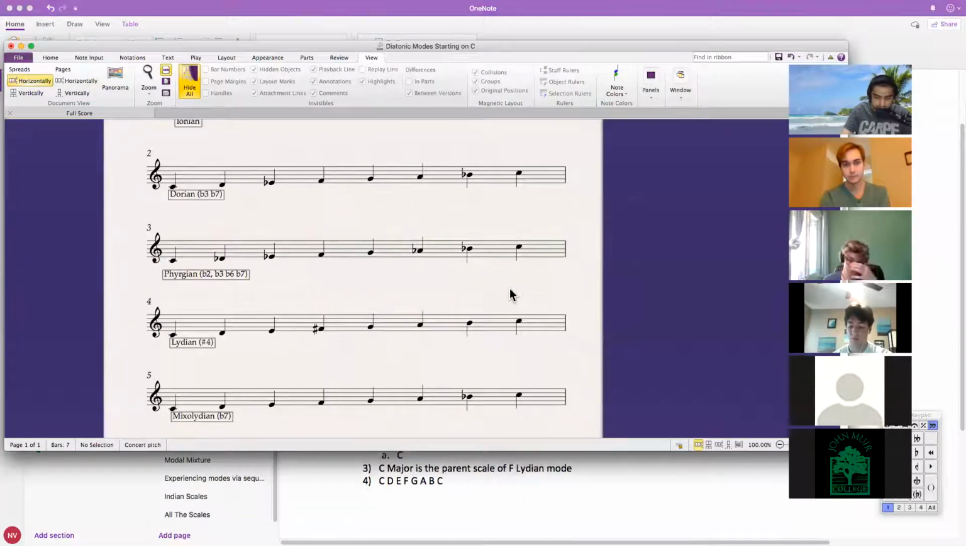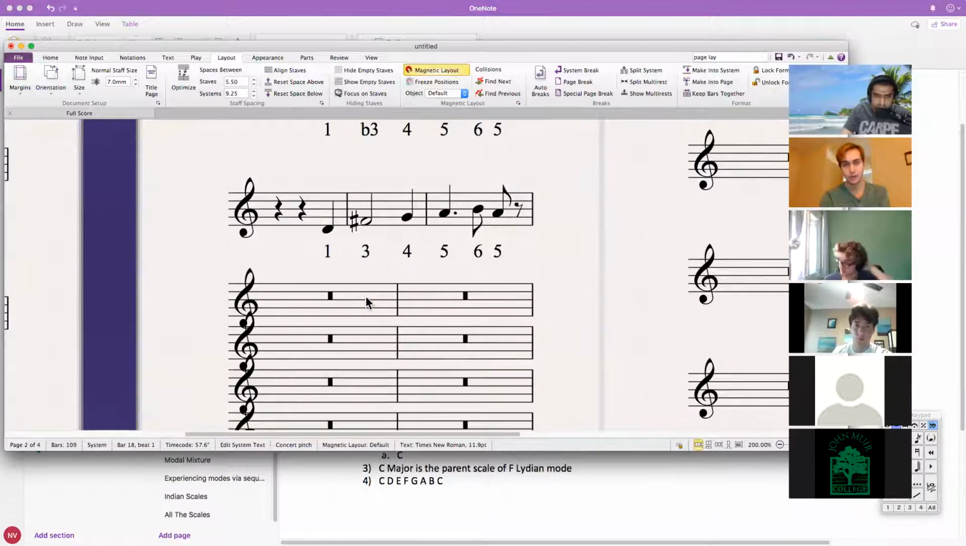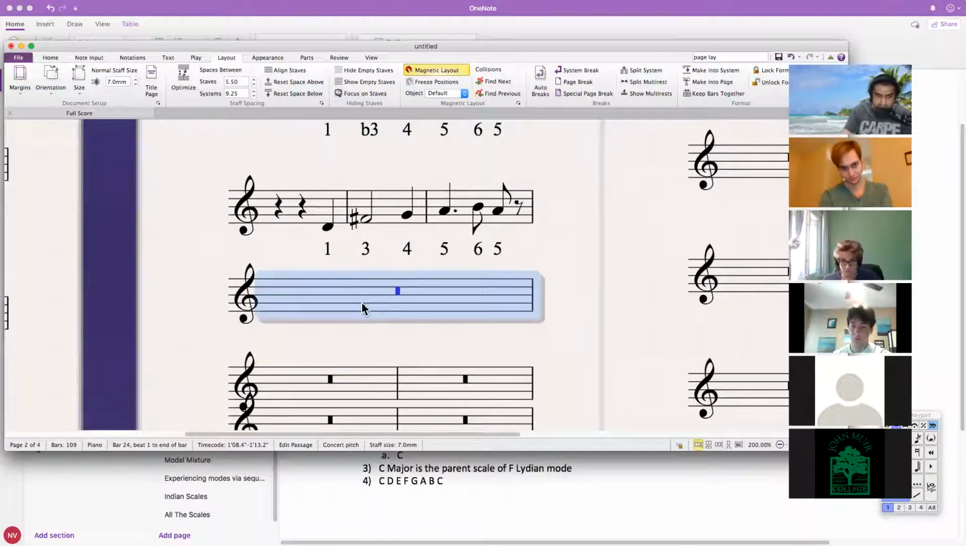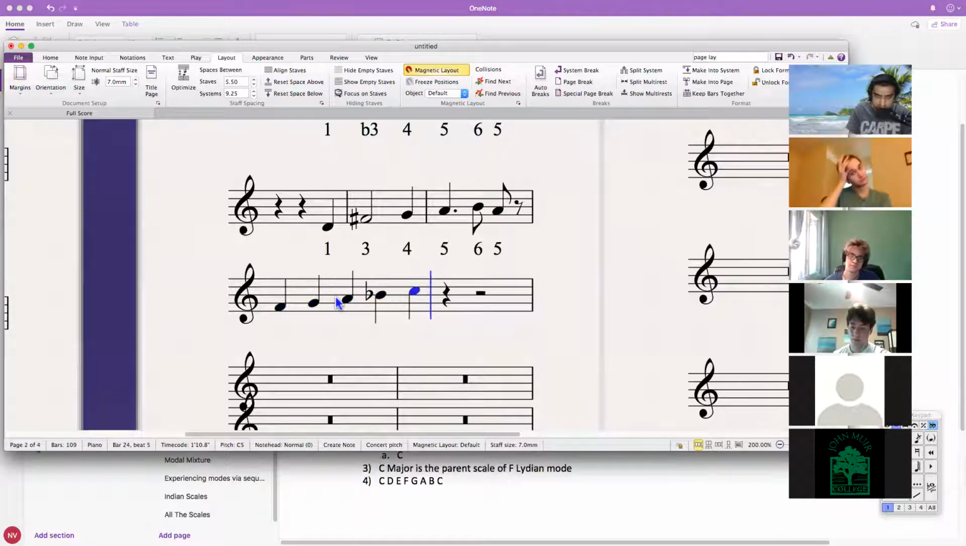F Phrygian mode, right? You might be like, well, I'm going to very quickly unpack that. I'm going to build an F major scale, and then I'm going to flat the 2, flat the 3, flat the 6, and flat the 7. That's one way you could do it. That's perfectly valid, right? You did the thing correctly.